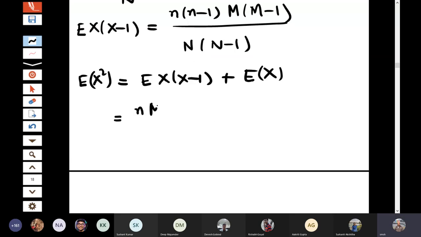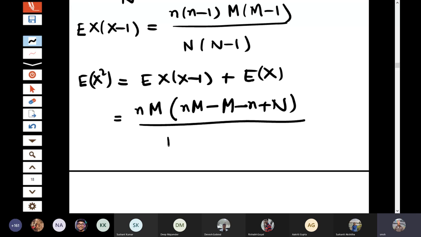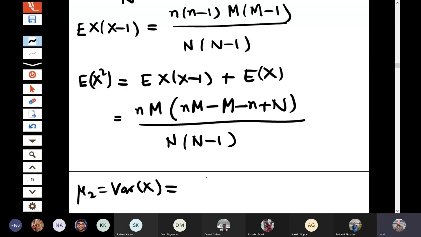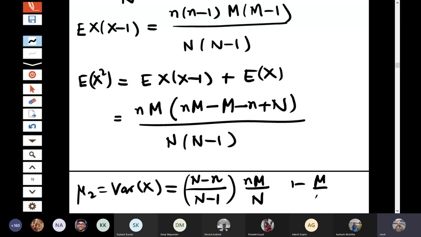that is n m into n m minus m minus n plus n divided by n into n minus 1. So this you can use to calculate the variance of x. So that is equal to n minus small n by n minus 1 into n m by n into 1 minus m by n.